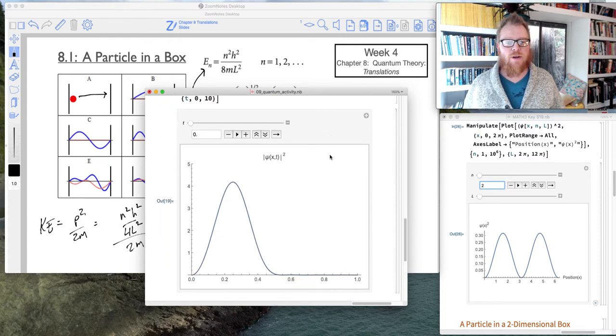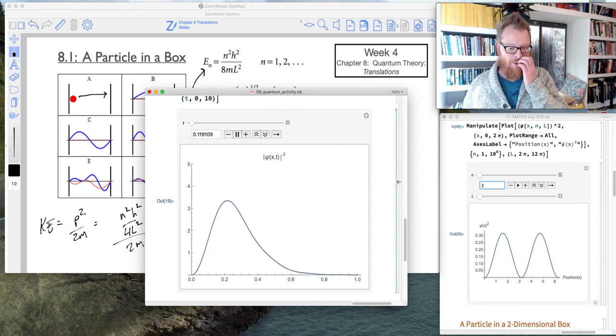So this is really cool now. This is psi squared of our particle in the box. And we're going to see this particle move back and forth in this box, but we're going to see what it looks like when the wave functions are evolving in time. And so let's push play. I'm going to make it go nice and slow.